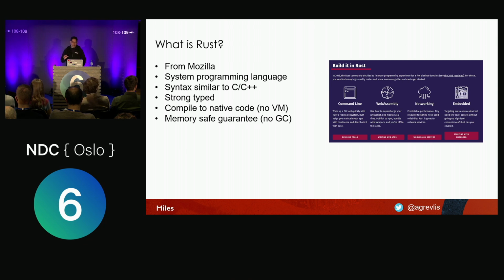So some background about Rust. Rust is a systems programming language from Mozilla. It has a syntax which is very similar to C and C++. It's strongly typed, and it compiles down to native code, so you don't need any virtual machine, for example. And one of the design criteria when they created the Rust language was that Rust should be a memory-safe language. That means that you will have no dangling pointers or memory exceptions or anything like that. So it's a very stable language to use.